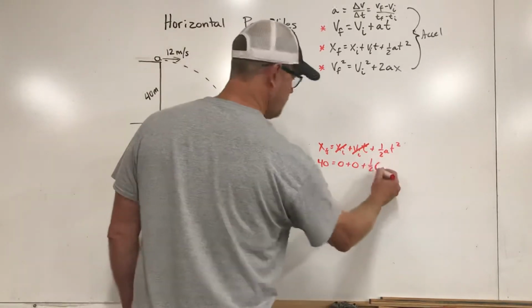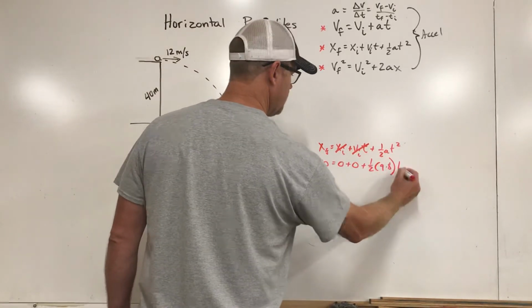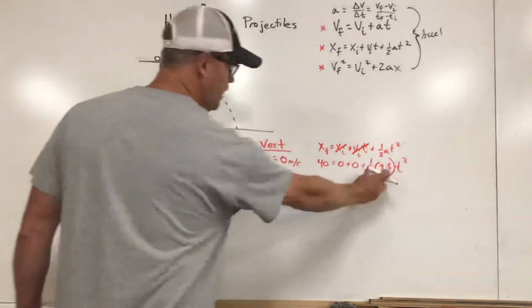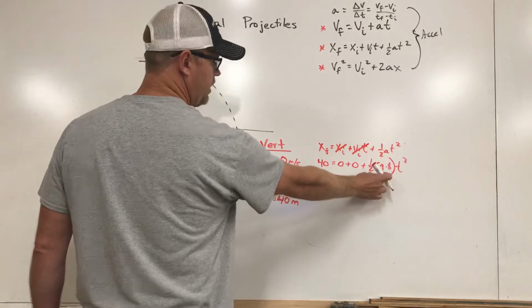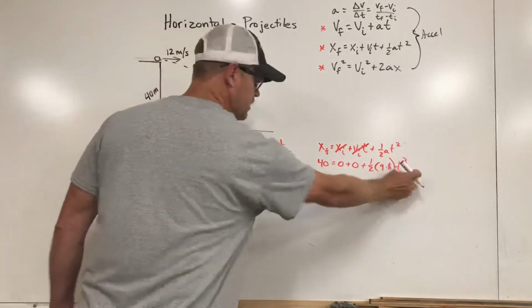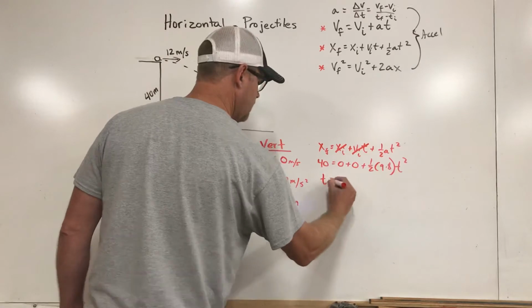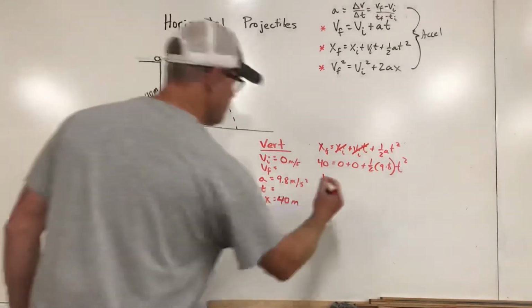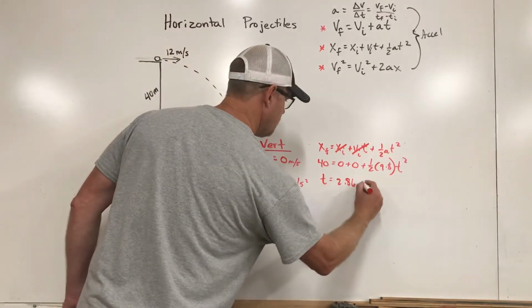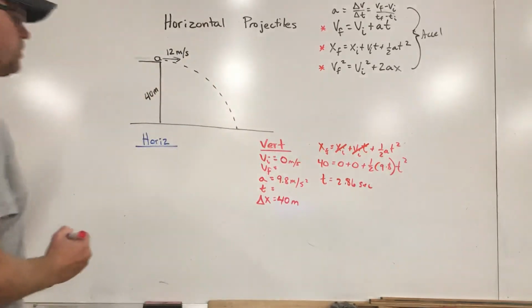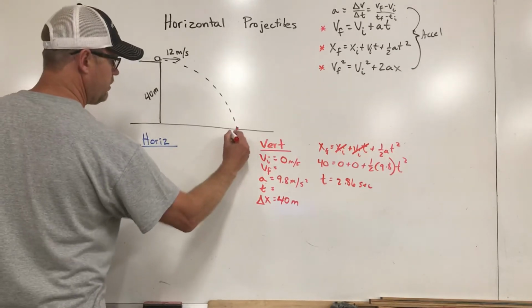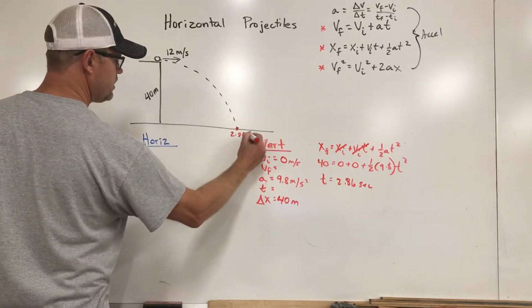1/2 of 9.8 t squared. Okay. That's not going to be too hard to solve. I can take this value right here, which ends up being 4.9, half of 9.8, divide it over here, take the square root, and when I solve that, I'm going to get a time in this case of 2.86 seconds. Okay? So at 2.86 seconds right there. So this is going to hit the ground at 2.86 seconds.